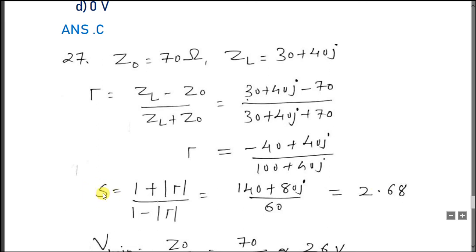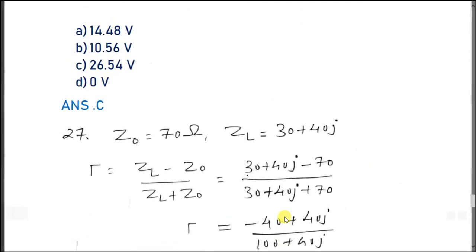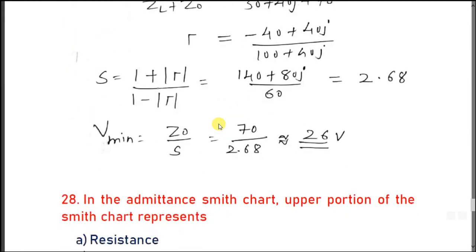Okay, so what is the voltage minimum? Voltage minimum is equal to Z0 divided by S, and voltage maximum is equal to Z0 multiplied by S. But here it is asked to find the voltage minimum, so Z0 divided by S. The value of Z0 is given as 70 ohm, divided by S, which you have already found as 2.68. If you calculate this, you will get 26 point something. So 26.54 is the answer. So answer is C.